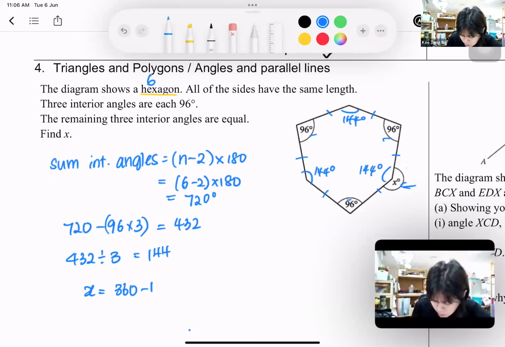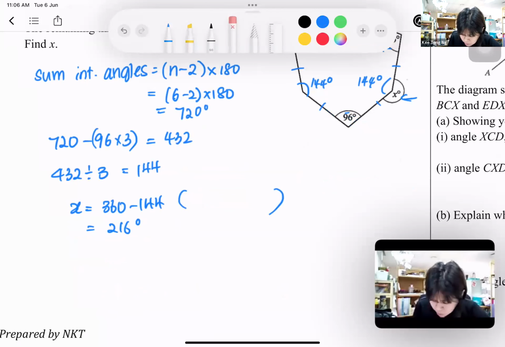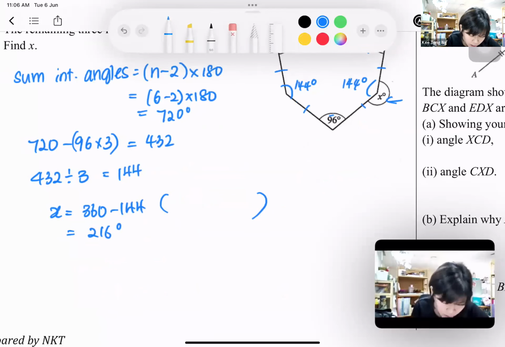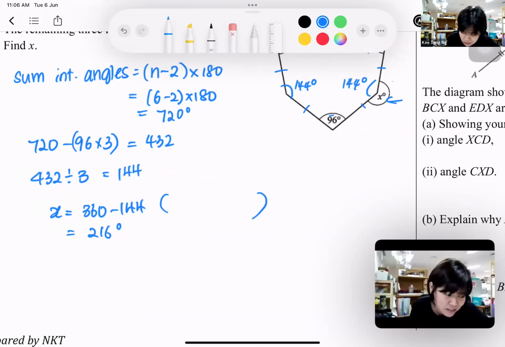So x equals 360 minus 144. Anyone know the reason? How do I take 360 minus 144? Cannot be like angles at all. Angles of a polygon? No, not angles of a polygon. Angles at a point. Angles at a point. Okay.